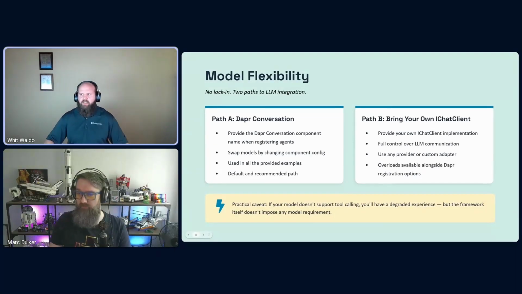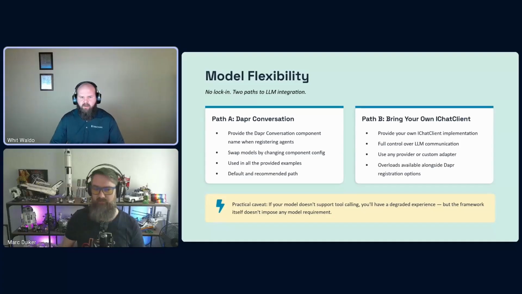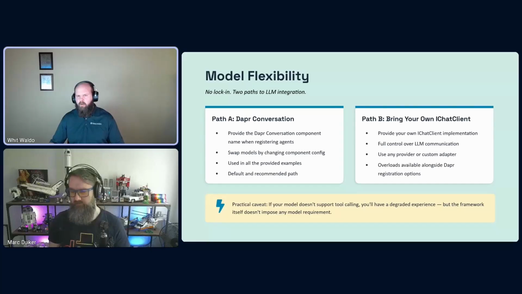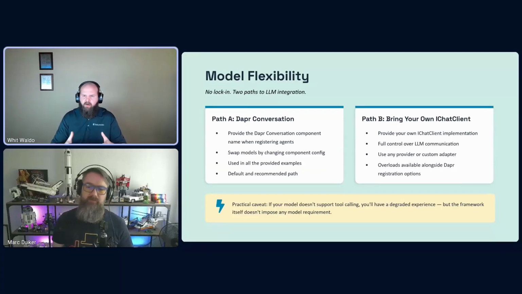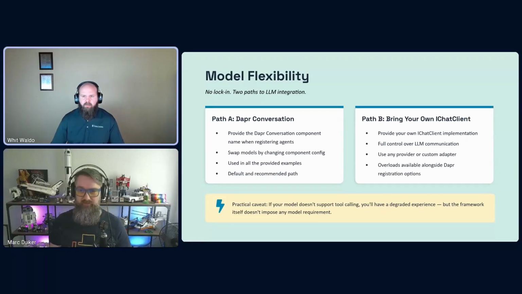So there's two ways of integrating with LLMs. Both of them are fully supported via the various method overloads. One way is to go through the conversation API. You pass in the name of the component, so you'll define that as you would any other Dapr component. And if you look at the examples in this project, they're all going to use this approach. You create any number of conversation components that you need. You're going to pass in the name of which component it is that you want to use and assign to which agent. If you need to swap out models, it's a config change, not a code change.